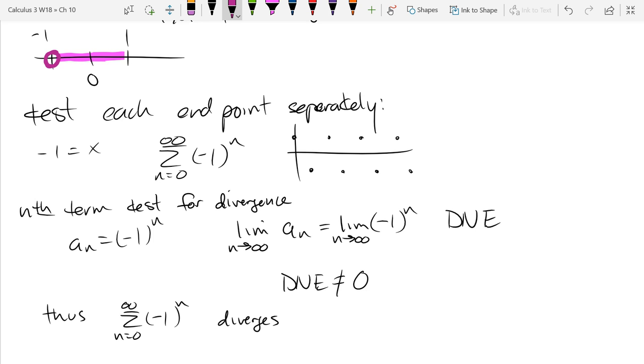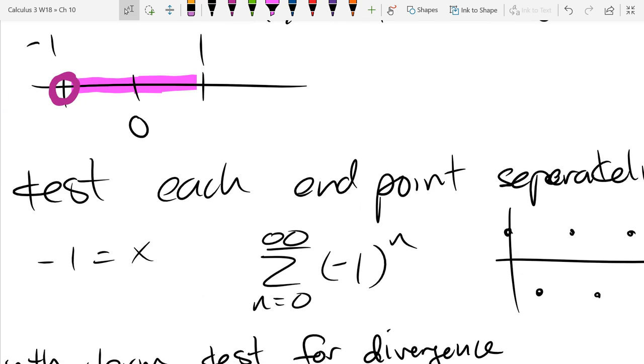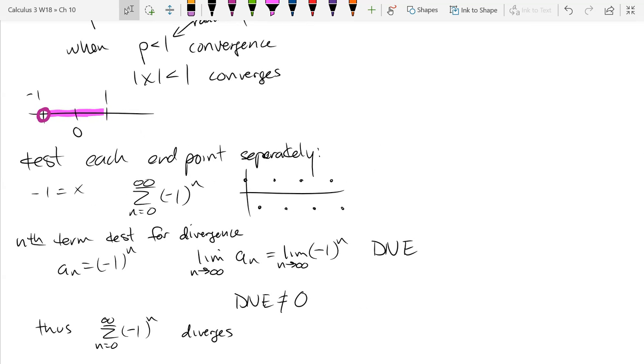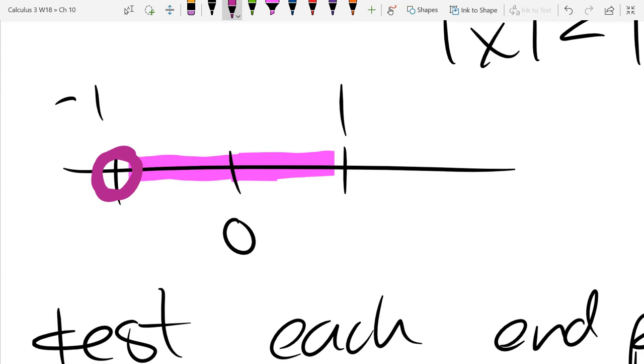And I think we don't have time today, but tomorrow we'll check positive 1. And so how did you know, when you were doing the ratio test, how did you know to keep 1 and negative 1 as your points to check? So that was, I knew I was centered at 0. I knew my radius was 1. How did you know your radius?